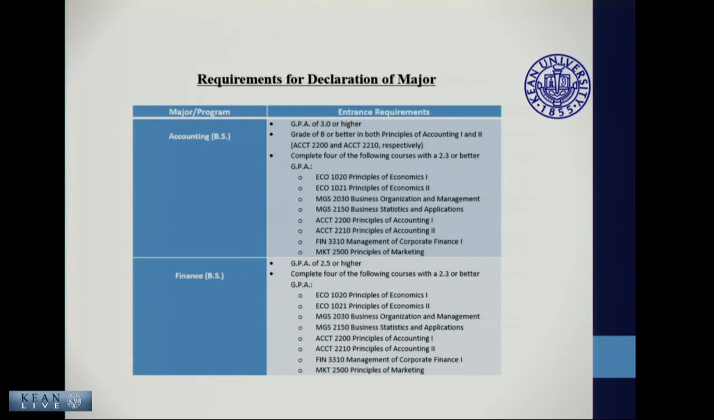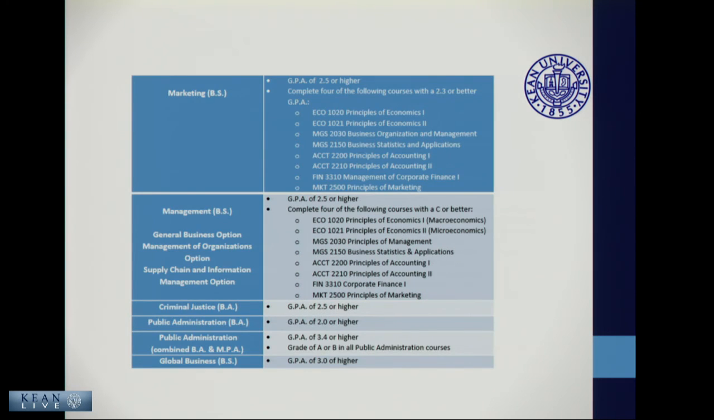We have in our handbook the requirements to declare the major for all of the programs. Again, this is meant as a reference for our faculty. You can see that's not something that maybe would be on the tip of your tongue to remember all those requirements, so it is there. All of the programs, I think we've got it.